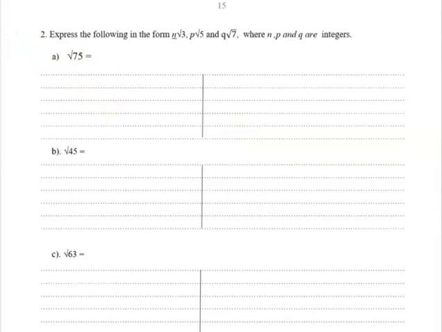Now question 2 says express the following in the forms n root 3, p root 5, and q root 7. Now they've given you a hint on what one of the numbers is going to be when you break it up into a square number and a non-square number. So question A is going to be n root 3. So it means there's going to be a root 3 inside root 75. So if I pull out the root 3, we're going to have root 25 and then root 3 next to it. And that's going to give us 5 root 3.